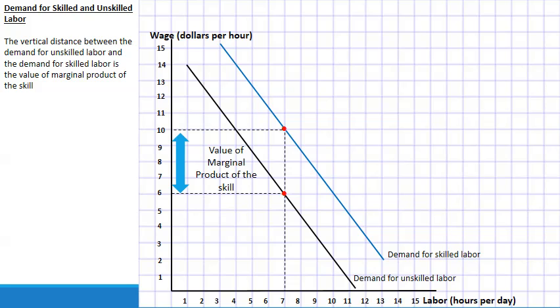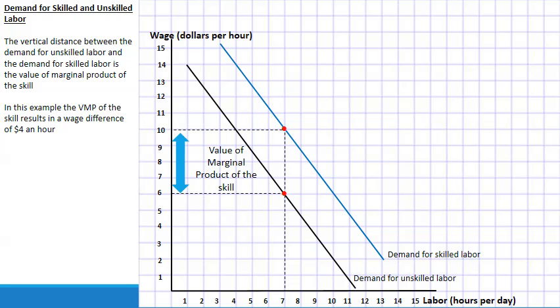So the vertical distance between the demand for unskilled and the demand for skilled labor is the value of marginal product of the skill. Labor is treated like any other resource. People aren't looking at you as a person, they look at you as a resource, as a skill. What do you offer them? That's the key point here. So in this example, the VMP of the skill results in a wage difference of $4 an hour.